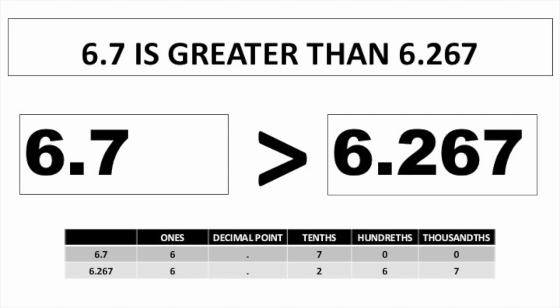So we use this symbol. 6.7 is greater than 6.267. Okay? Even though 6.267 has more digits, the number 7 is bigger than the 2. So that means it's bigger or greater than.